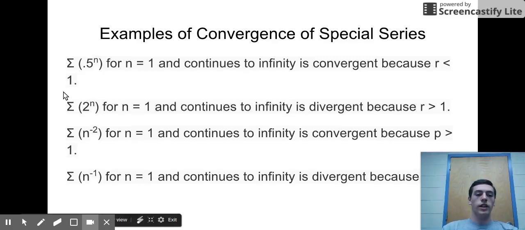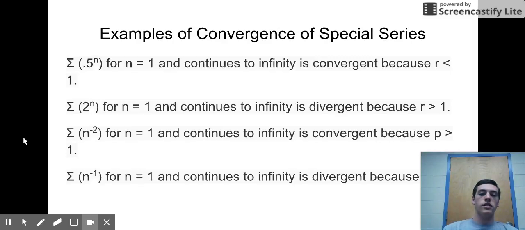The second one, and I apologize for the ones looking like a problem number, that's just the way the spacing worked out, is the sum of 2 to the nth power for n equals 1 all the way to infinity. It's divergent because it's r to the n, which means 2 is r, and 2 is greater than 1, making it divergent. So those were geometric series.